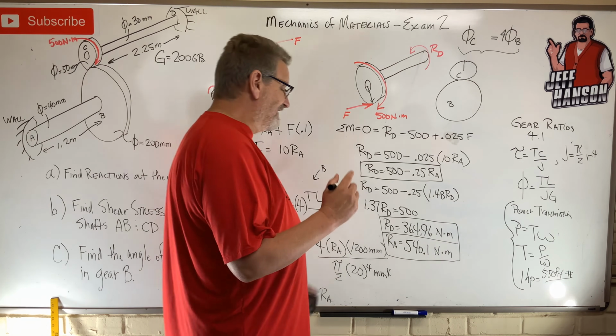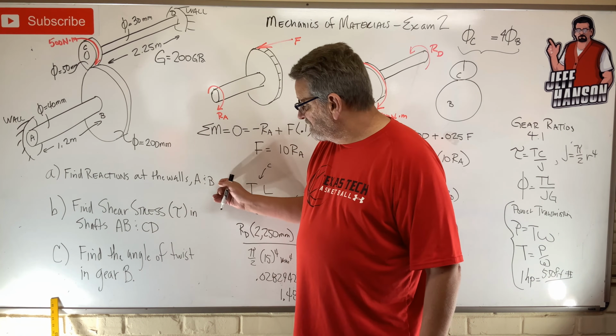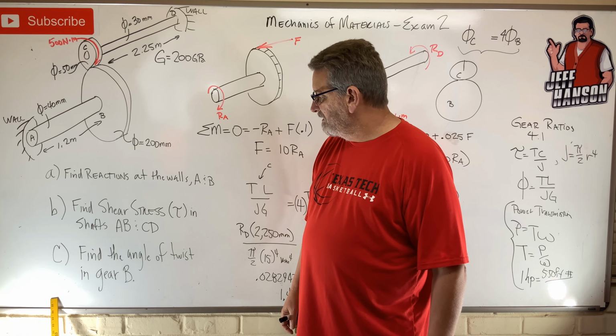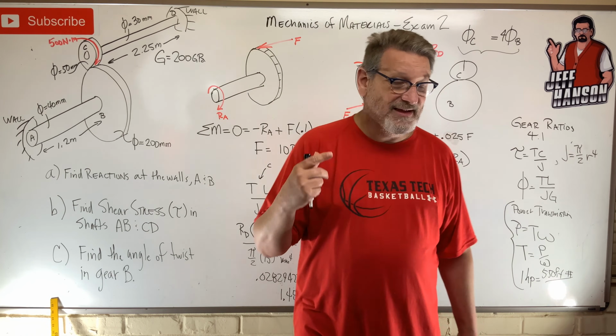Okay, I think there's a reaction at A and D. That is the answer to part A. What's the answer to part B? What's the shear stress in AB, BC, and CD?